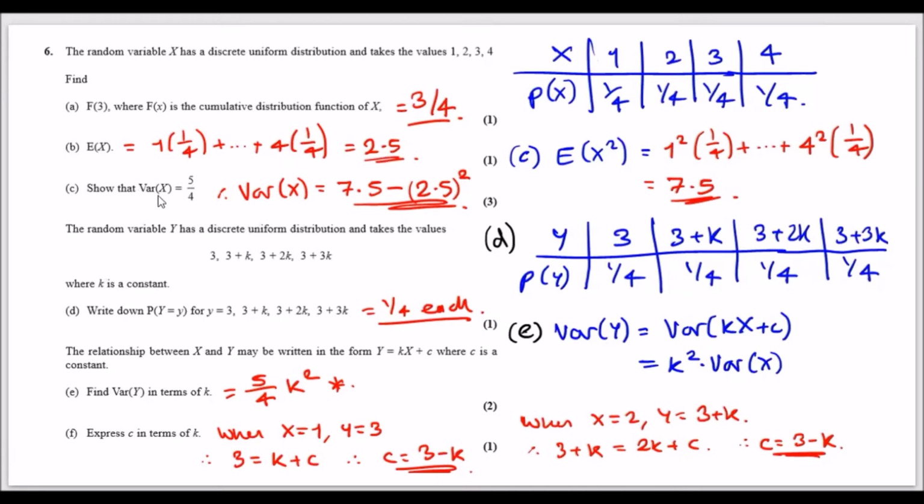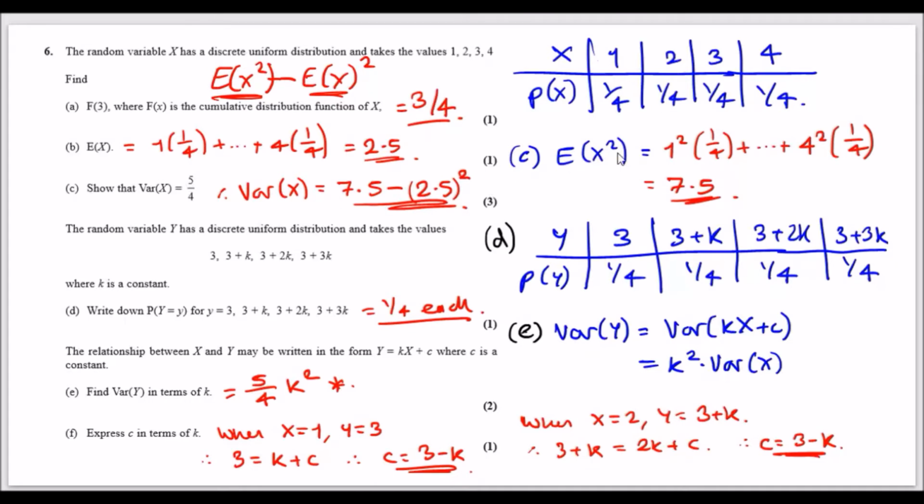Now to find the variance, first we need to find the second moment, because the general variance equation is E(x squared) minus the mean squared. So this is the second moment minus the mean squared, and we find the mean from part B. So let's calculate E(x squared) and then see if we get the variance.